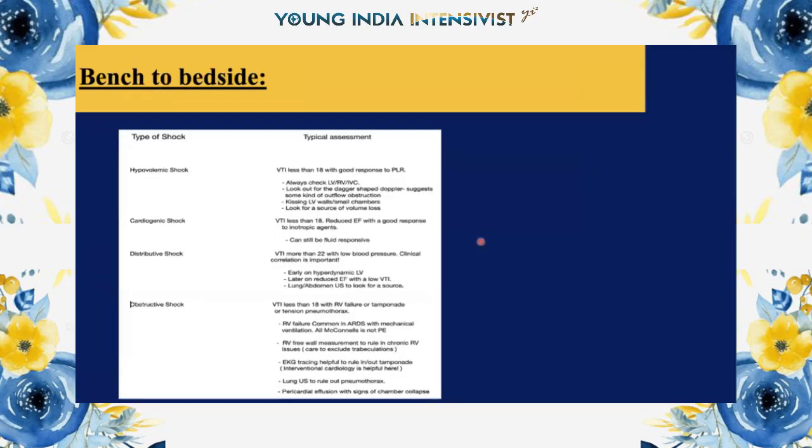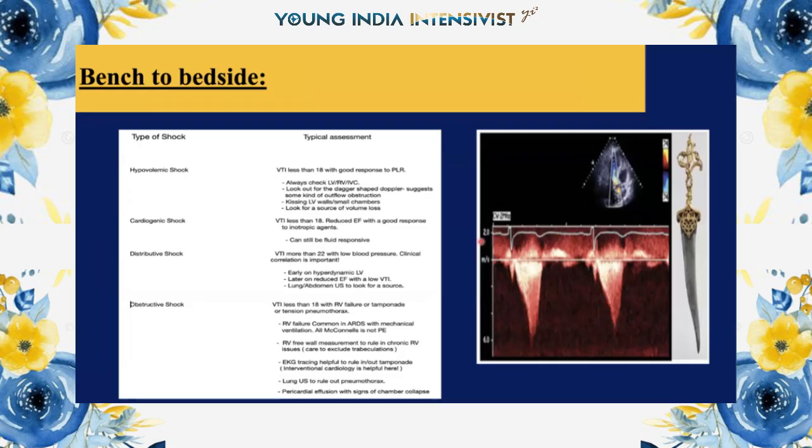So when we get a sample like this, all types of shock, hypovolemic, distributive, cardiogenic, and obstructive, can affect your VTI. As far as hypovolemic shock is concerned, any VTI less than 18 may suggest severe hypovolemia, and you may have to give fluids. An extreme case of hypovolemia may produce this appearance termed the dagger appearance, suggestive of outflow kissing.